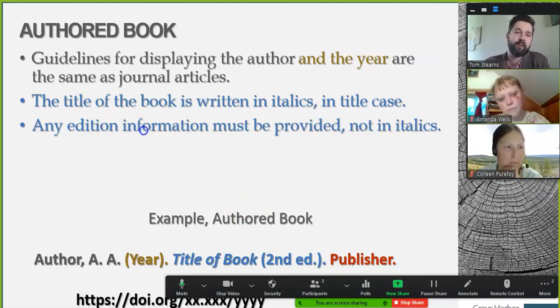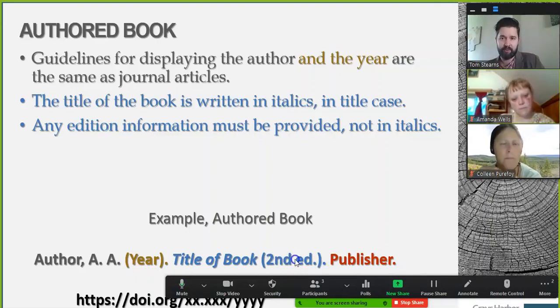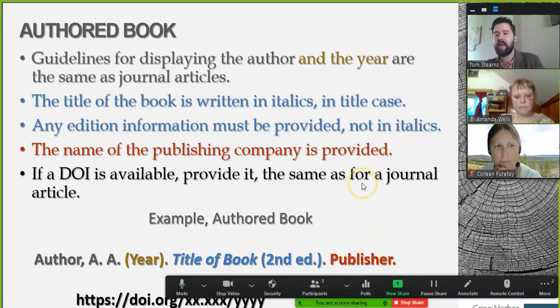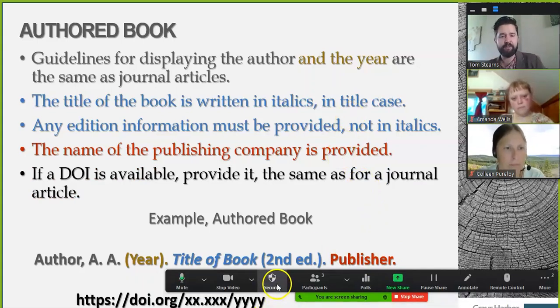So if you're citing your textbook from your class, your textbook probably has different editions, maybe 2nd edition, 3rd edition, etc. So whatever edition it is, you would put that in the title section here, but notice that it's not in italics. You'll put the name of the publishing company, and it's going to appear just like that with a period at the end. And then if a DOI is available, that's normally not a thing for books, but if there is a DOI, you would provide it just the same as for a journal article.